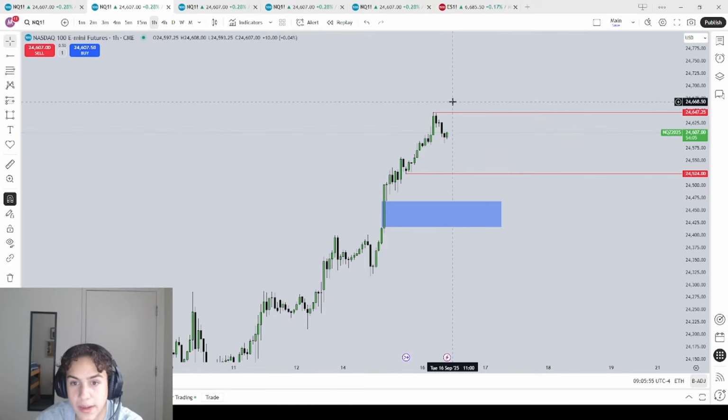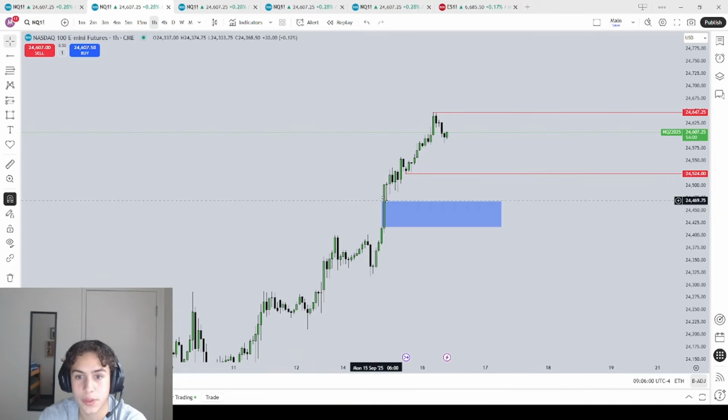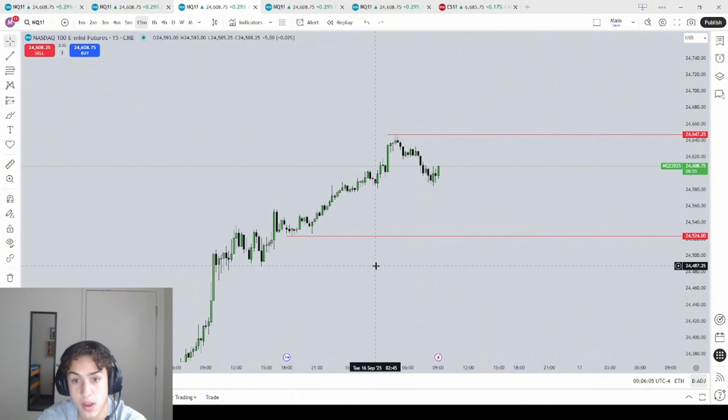It might sweep this and want to take out the high, but that's more something on the lower time frames where you can see more clearly. But on the 1 hour, this is what I would look at. You mark out the session highs and lows and any more gaps that it could come trade into. 15 minute, right?